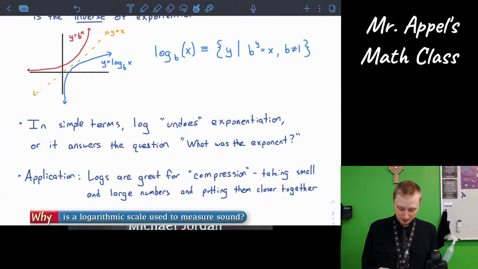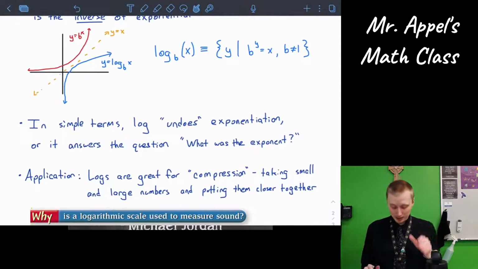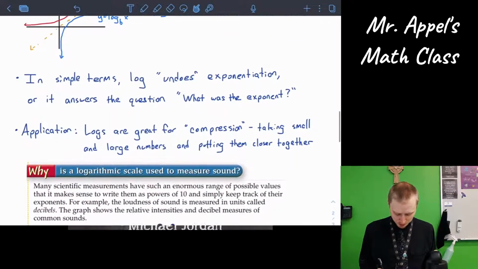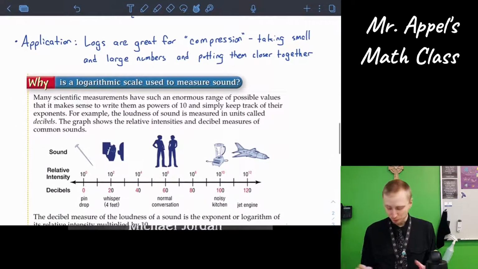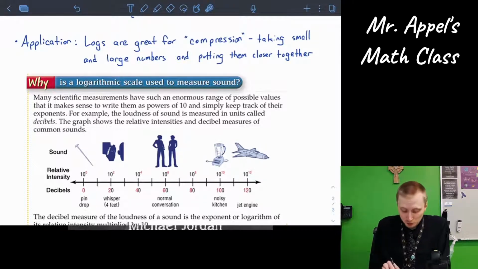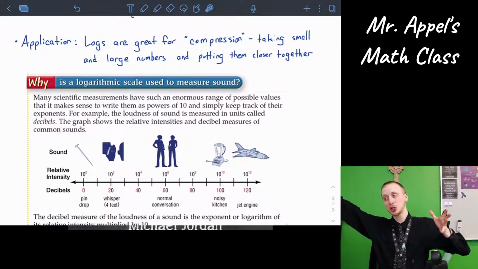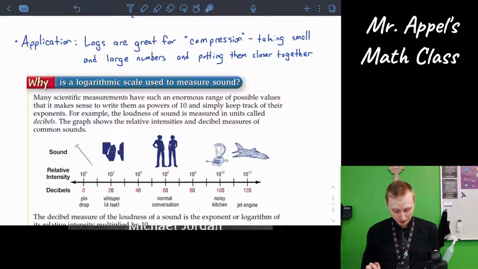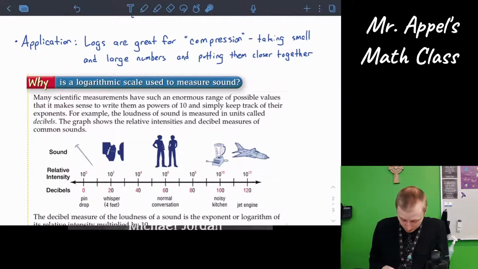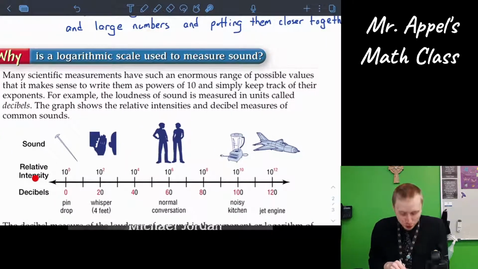Now, this has some really practical applications, and our textbook did a wonderful job presenting that right from the beginning. Logs are really good for compressing numbers together, particularly if you have large numbers and small numbers. Okay? Think about this right here. The actual relative intensity of sound. How much louder is a jet engine compared to a noisy kitchen?